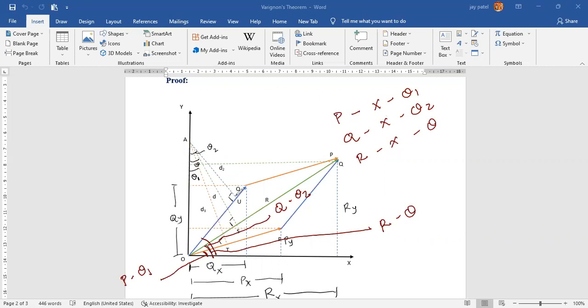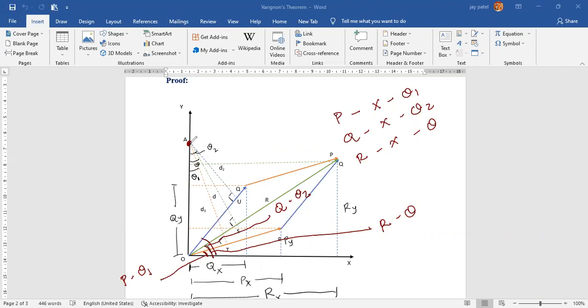Is it clear? Now, I have chosen one point on the y-axis, that is point A. We are interested in finding the moment about point A. Is it clear?